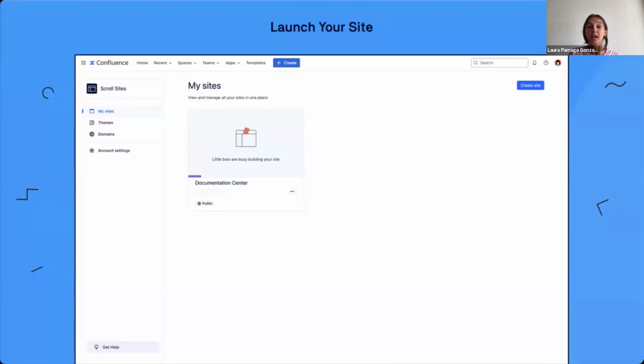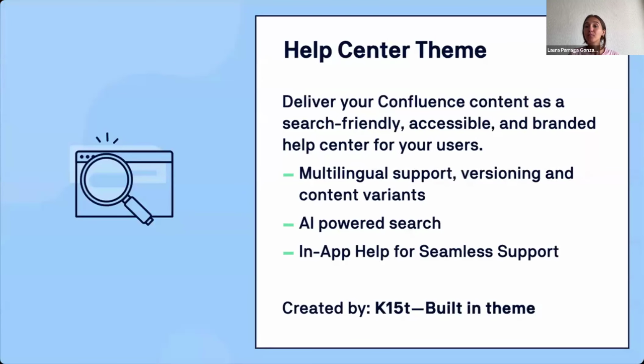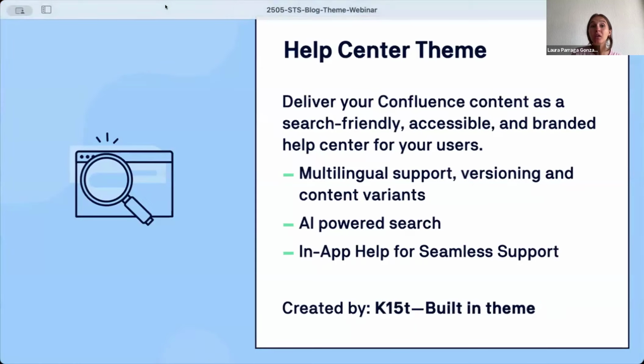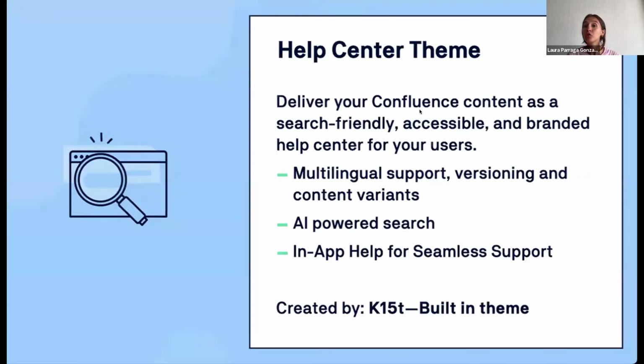And in the next step, so for the Help Center theme, which is the theme that most of you will be familiar with, as you know, you can deliver your Confluence content as a search-friendly, accessible, and branded Help Center for your users. We have multilingual support, versioning, content variants, AI-powered search, in-app help, and so on. And this theme, which we will see in a second, is built by us, and it's provided in the app for all users, always at no additional cost.